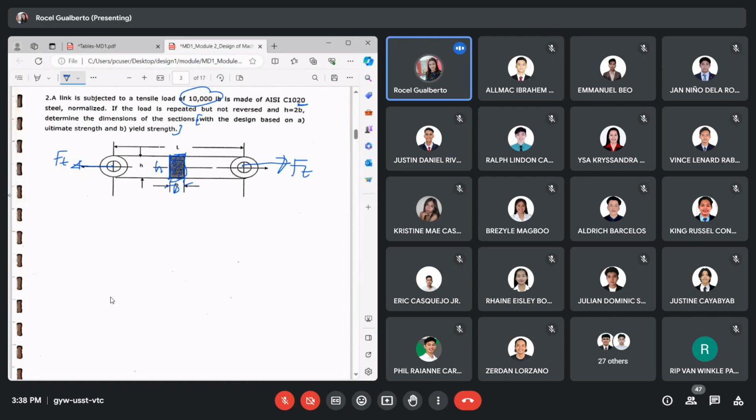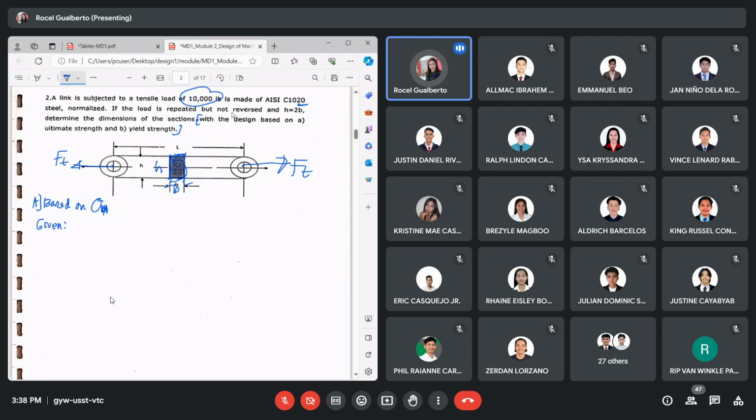Okay? Now, ang isosolve ko lang muna po ay A. Tapos, kayo po yung magsosolve ng B. So, ang A po is based on ultimate strength. Now, we follow po yung steps involved doon sa essence of designing. So, we start first with the given values.